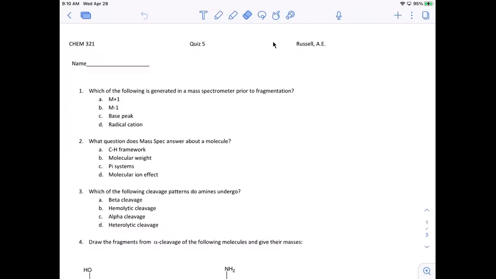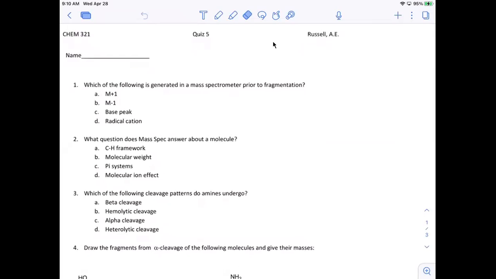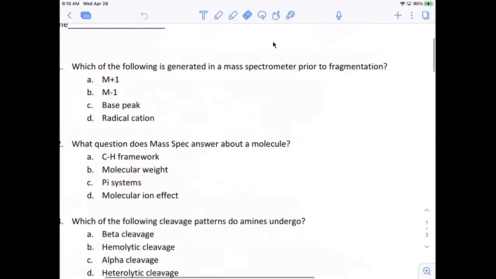So the first question asks: which of the following is generated in a mass spectrometer prior to fragmentation? What would that be? Before any fragmentation, what's the first thing that happens after you bombard a sample with that electron beam? Is it C? You're close, but C would actually be a fragment. The base peak is a fragment, and this is prior to fragmentation.